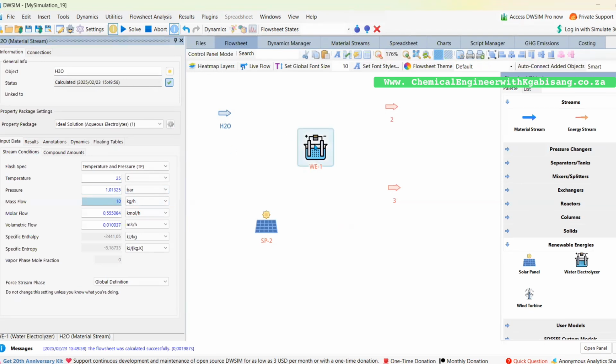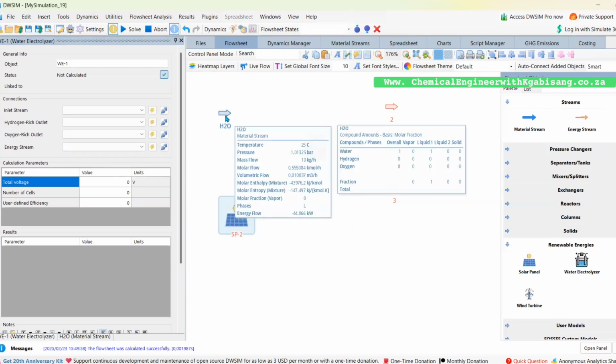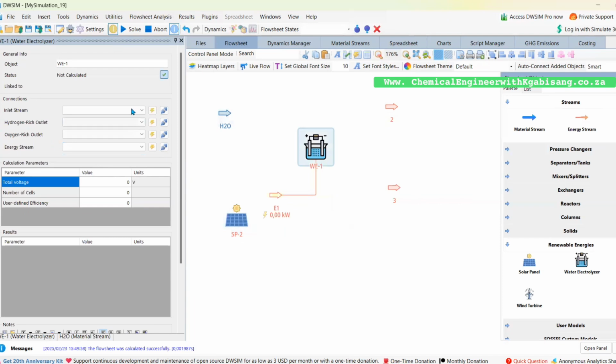Once you're happy, please connect all your streams to your electrolyzer. It usually connects this automatically. I don't know why it didn't, but it's okay. I just added an energy stream connected to the electrolyzer, where the power source will be coming from. And this time around, it's the solar panel. Also connect your electrolyzer to all the inlet and outlet streams.